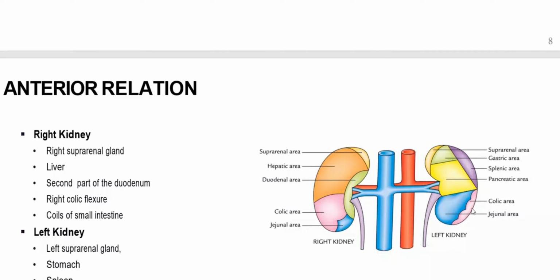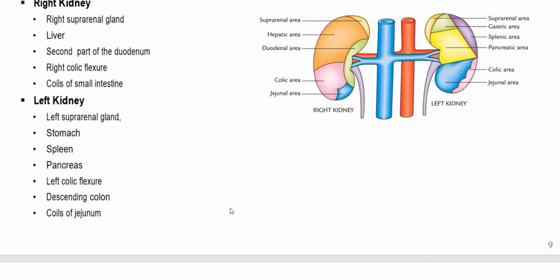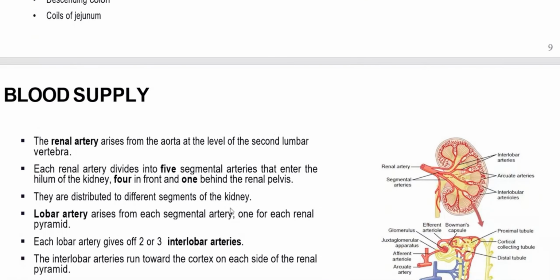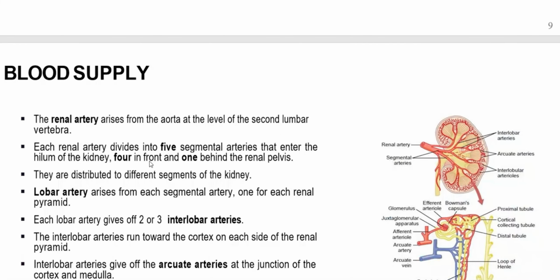In the case of the left kidney, we see the left suprarenal area, and also the pancreatic area, colic area and jejunal area. Now, the blood supply: the renal artery is an important part. The renal artery arises from the aorta at the level of the second lumbar vertebra. Each renal artery divides into five segmental arteries that enter the hilum of the kidney, four in front and one behind the renal pelvis.